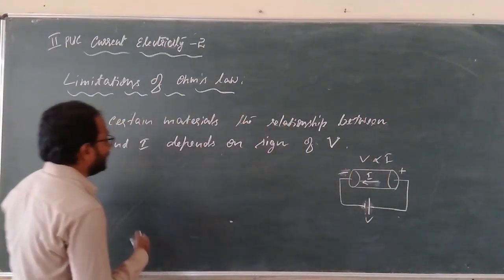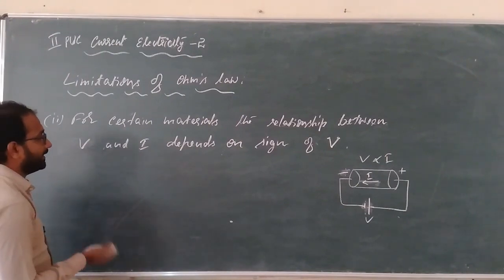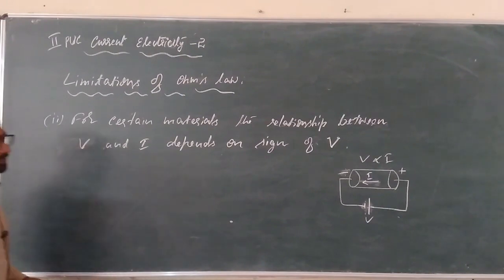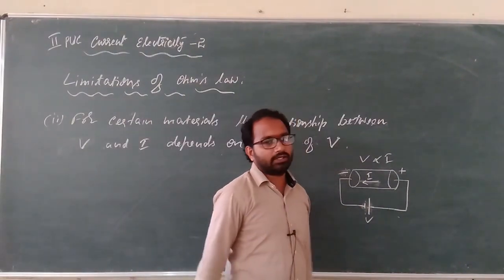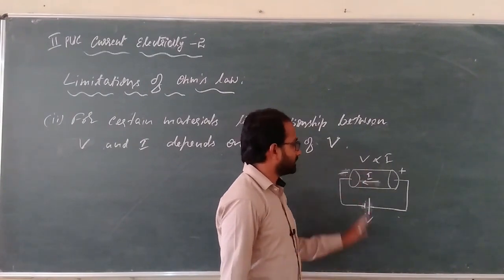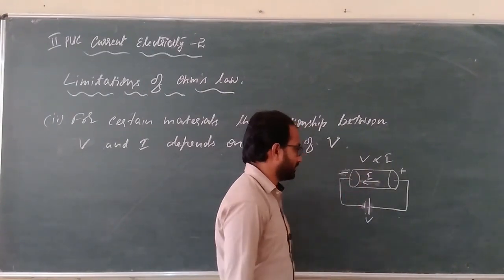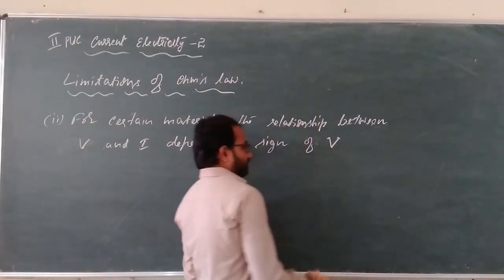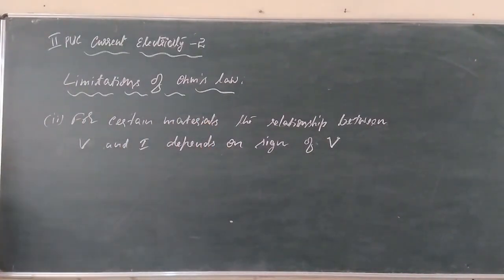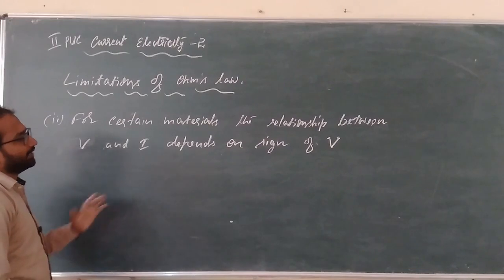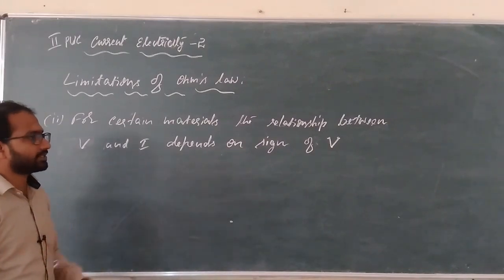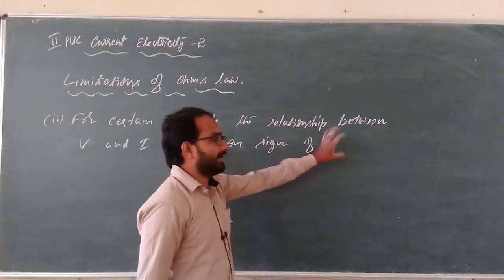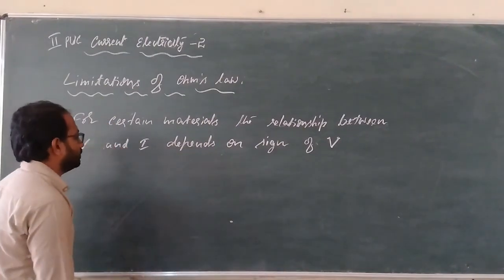But in some materials, the relationship between V and I depends on the sign of V. For a conductor, it is not applicable, because even though you are reversing the polarity of the applied voltage, the same amount of current flows for a given value of voltage. So reversing the direction of voltage does not change the value of current. But for certain materials, the relationship between V and I depends on the sign of V, meaning I depends on the polarity of the applied voltage, the direction of the applied voltage.